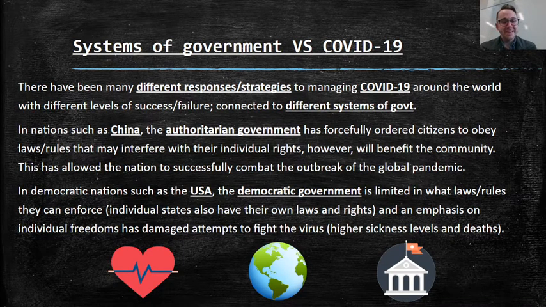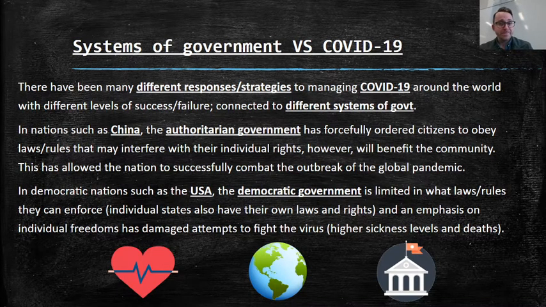But anyway, in nations such as that, where the government has complete, total power, they have forcefully ordered citizens to obey laws and rules that may interfere with their individual rights. So you see it a lot in America, where they're saying, my freedoms, my human rights, etc., etc. And you have people who are anti-maskers. They refuse to wear masks to battle the coronavirus because they claim it's infringing on their human rights, which is stupid, but we'll get into that later.